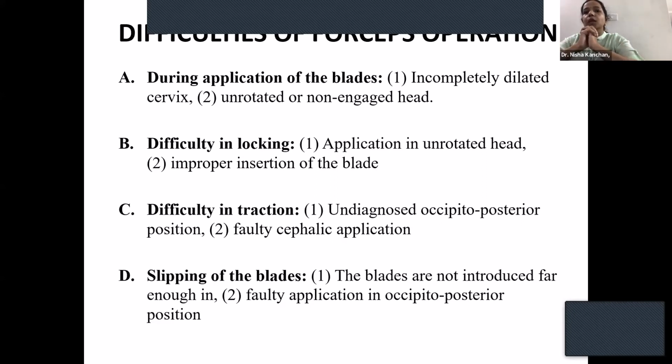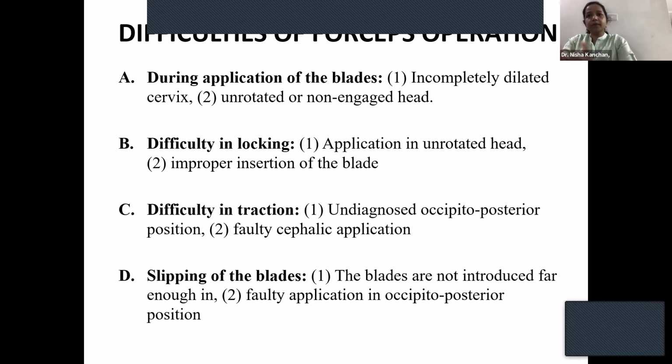Difficulty in locking. You can't lock if it is an unrotated head. If it is an occipital transverse and you're trying to apply forceps like this, you cannot lock, because one side is going over the baby's face and the other side is going over the occiput, and you can't lock the forceps. Improper insertion of blade is also another reason. You have not inserted it deep enough and you can't lock it.